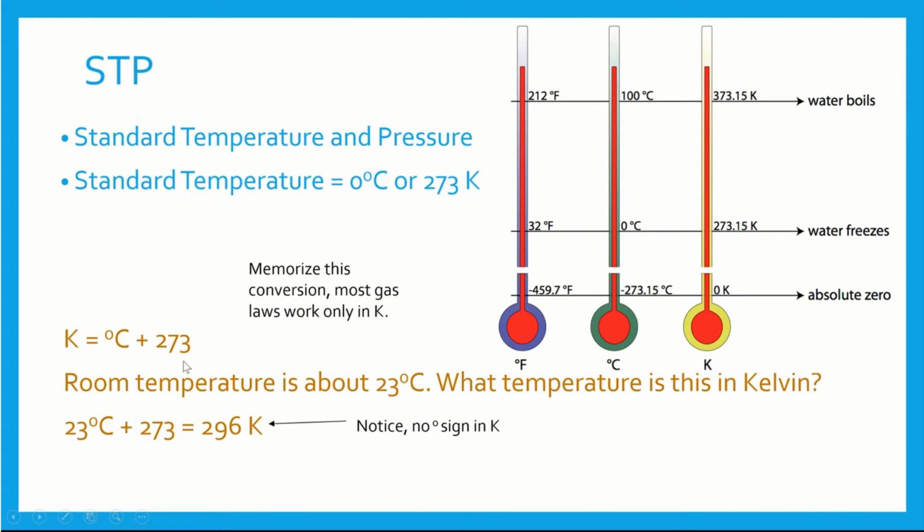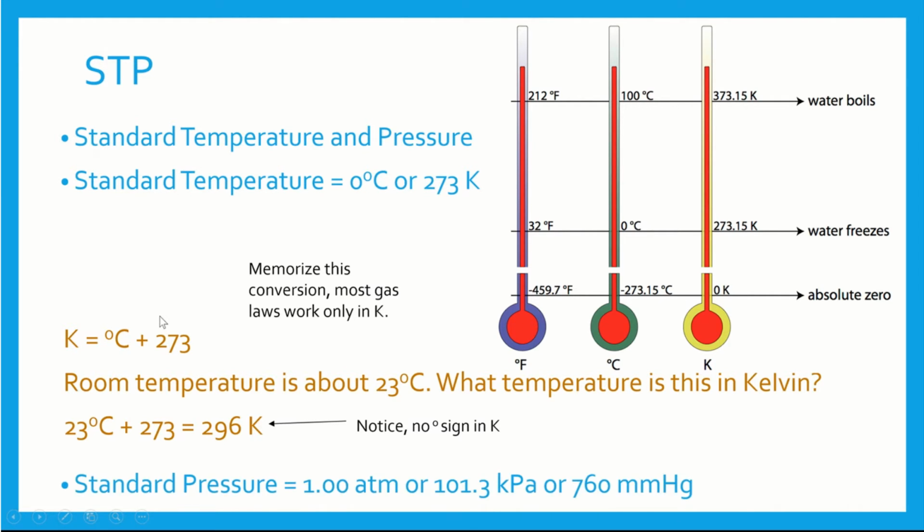You can memorize how to do this conversion, that 273. Most of our gas laws only work when you're working with Kelvin. So be very comfortable with being able to convert Celsius to Kelvin. Standard pressures are 1 atmosphere, or 101.3 kilopascals, or 760 millimeters mercury. These are also standard values, and you're going to need to have them memorized also. We talked about them briefly last chapter, but if you haven't yet, you're going to want to make sure you take a look at and memorize these values as well: standard pressure and standard temperature.